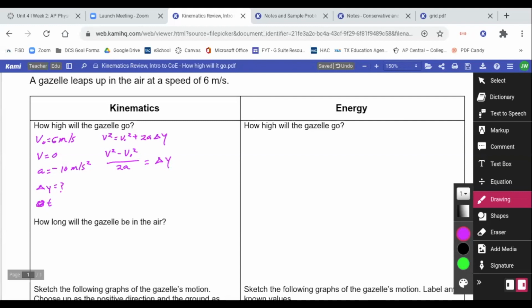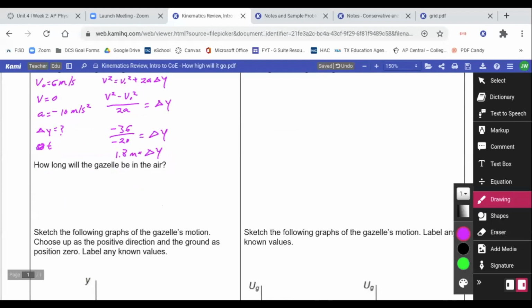v squared: v is 0, so 0 squared is still 0, minus 6 squared, negative 36, divided by 2a. a is negative 10, two of them would be negative 20, equal to delta y. I'm going to put this in a calculator just to make sure I'm not going crazy. 36 divided by 20. I don't want silly math mistakes. I get 1.8 meters equals delta y. Awesome. We knew how to do that. We did that months ago.